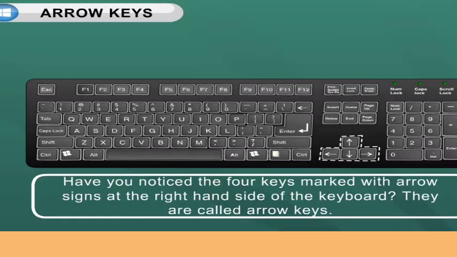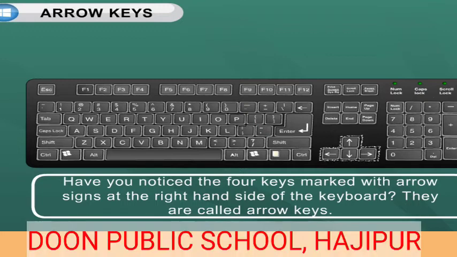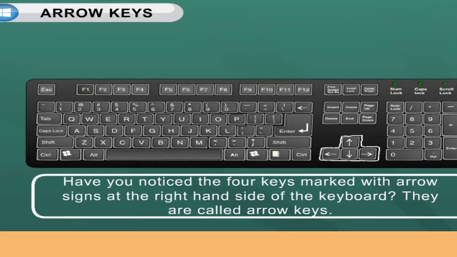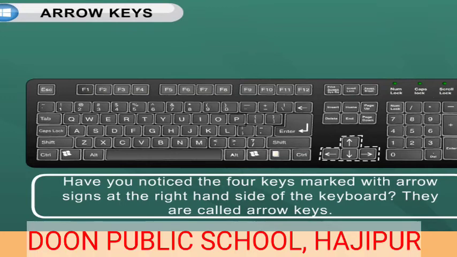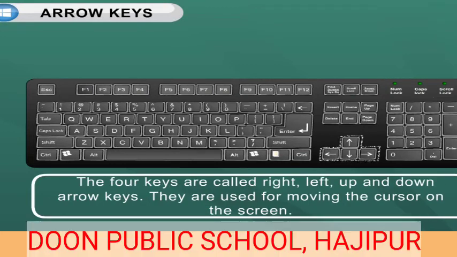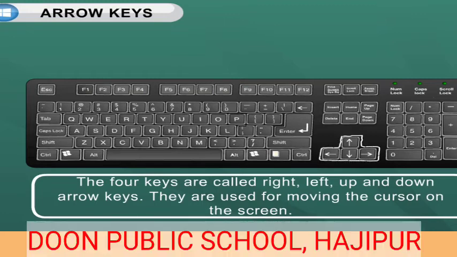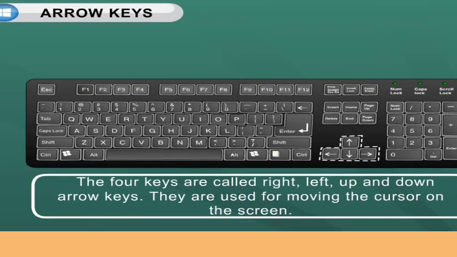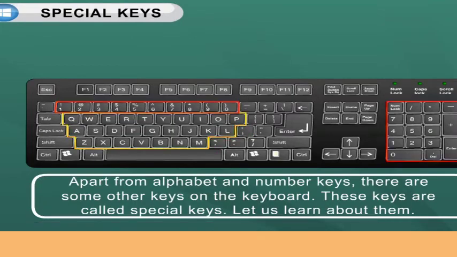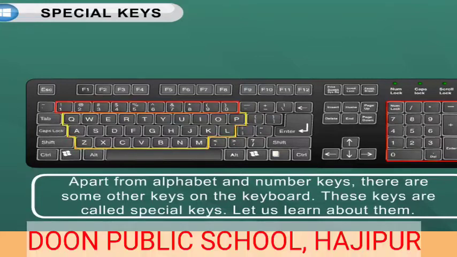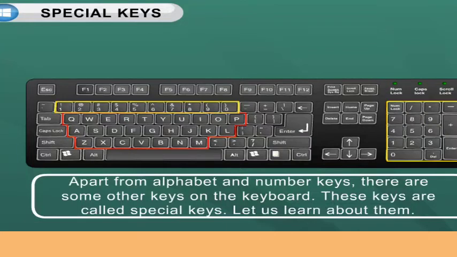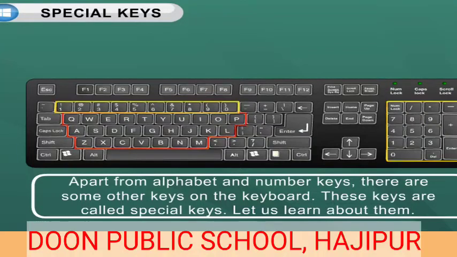Arrow keys. Have you noticed the 4 keys marked with arrow signs at the right hand side of the keyboard? They are called arrow keys. The 4 keys are called right, left, up and down arrow keys. They are used for moving the cursor on the screen. Apart from alphabet and number keys, there are some other keys on the keyboard. These keys are called special keys. Let us learn about them.